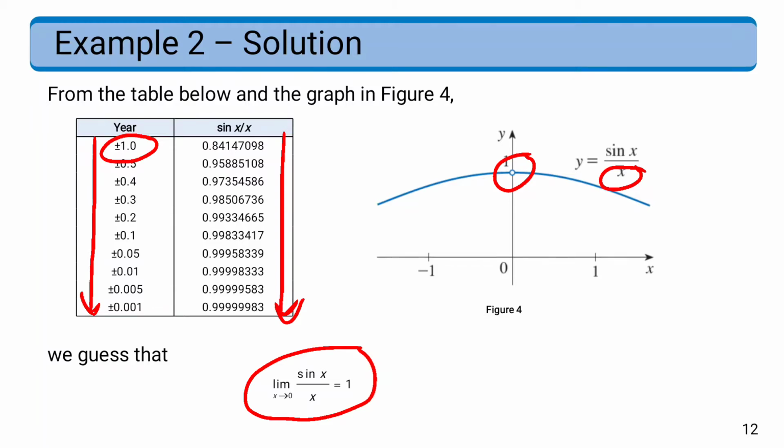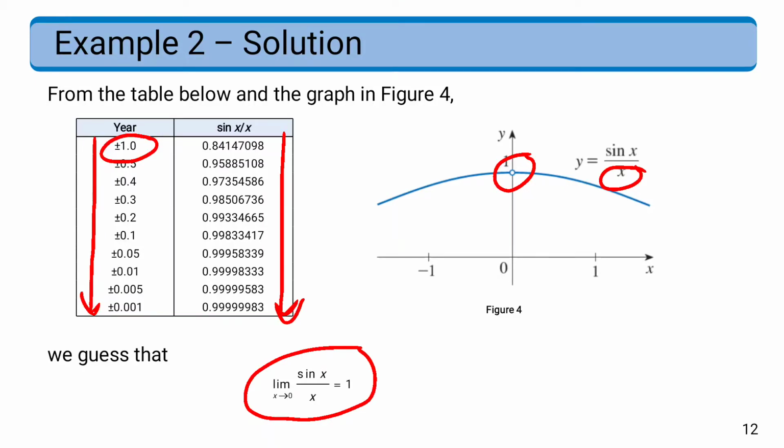But we don't mind that. What we want to see is the behavior of the function as we approach 0, not at 0. So as we approach 0, the function approaches 1. That's the guess that we are making.